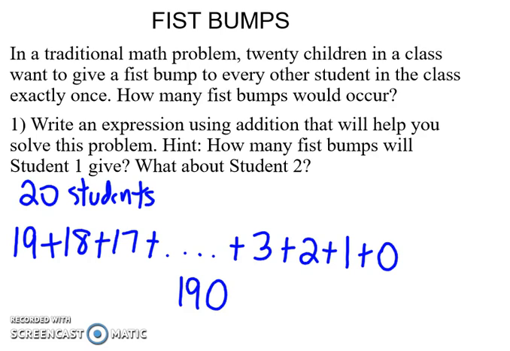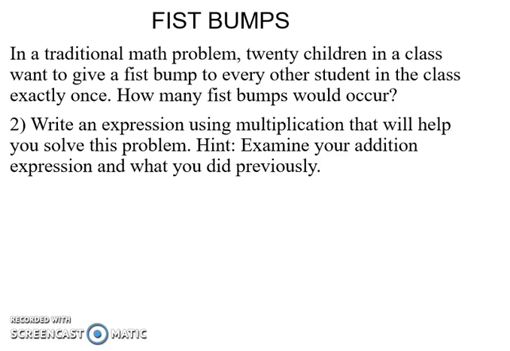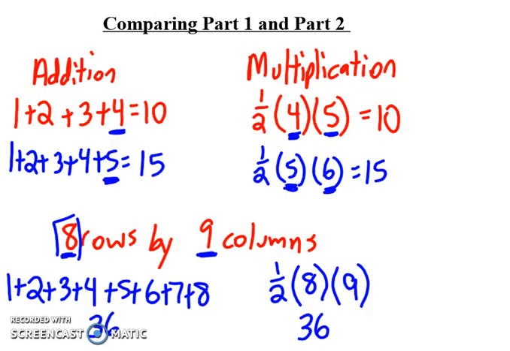Now let's think about the corresponding multiplication expression. It doesn't come quickly, because it says to think about what you've done previously. Previously, we said that 1 plus 2 plus 3 plus 4 plus 5, I know that my final row number told me to do 1/2 the row times the row plus 1. That's why I did 5 times 6.